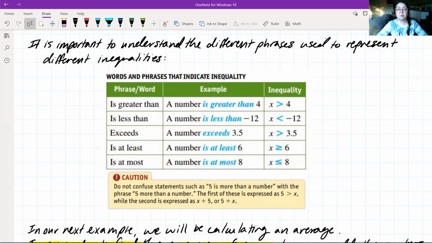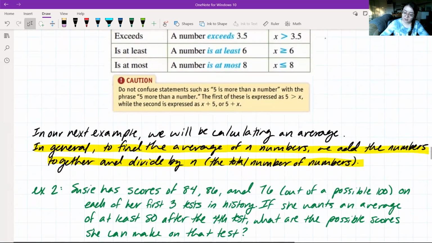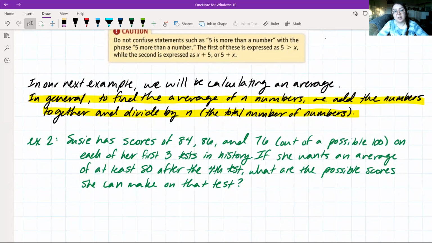5 is more than a number. We have 5 greater than x, and if we have x plus 5, that means 5 more than a number. So it's really going to be the word is in there that is changing that difference between our inequality and just an expression. So in our next example, we're going to be calculating an average. And in general, to find the average of n numbers, we add the numbers together and divide by n, which is our total number of numbers. So if you want to find the average of, say, 3 and 5, you add 3 and 5 and you divide by 2. You had the numbers 3 and 5, so there were 2 numbers, so you divide their sum by the number of numbers.